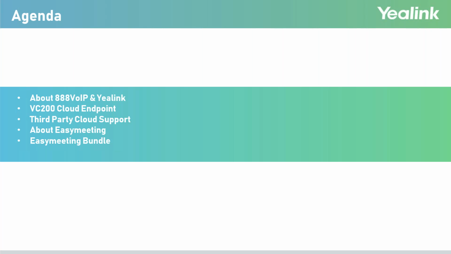So aside from the VC200 and the Yealink endpoint, we're also going to talk about a particular video platform that is sold and distributed through 888 VoIP. That's a platform called Easymeeting. But we're also going to take a look at a couple other platforms and how they integrate with the VC200 endpoint, as well as the feature set of the hardware itself.